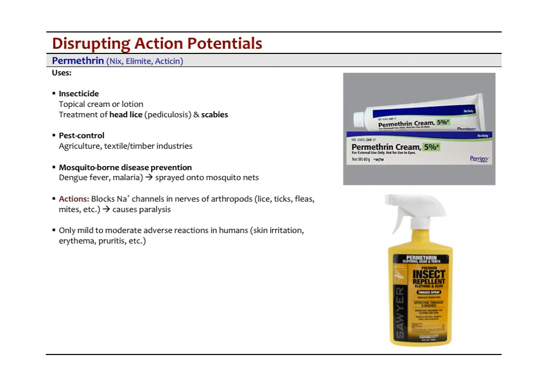And this one specifically blocks the sodium channels in arthropods. The sodium channels in arthropods are different than the ones in mammals and humans, so it doesn't affect us, at least in the same way as it does the arthropods. It basically causes paralysis in those insects, and they die from that. Usually in humans, it's pretty mild to moderate adverse reactions like skin irritation, maybe some erythema, some itching, pruritus. But it doesn't have the same paralytic effects on the diaphragm and so forth that the other agents I just spoke about do.